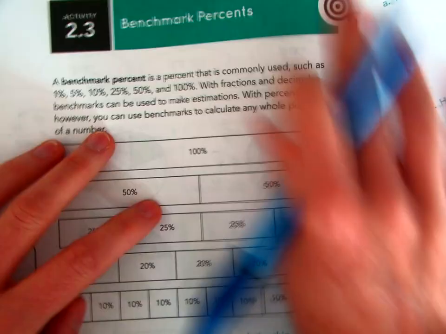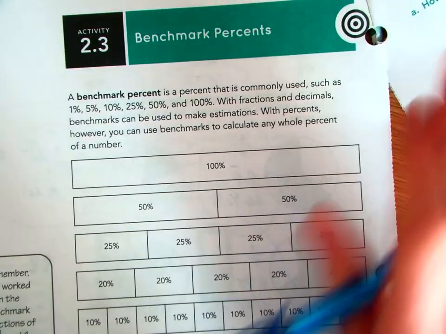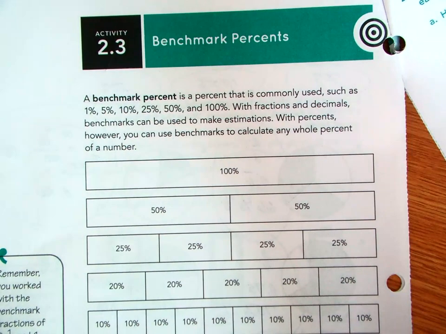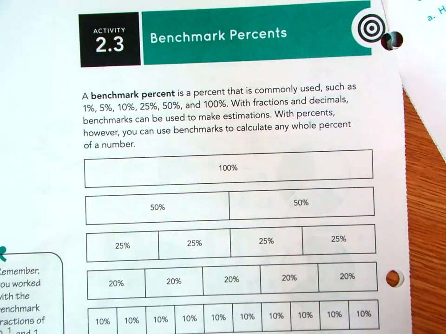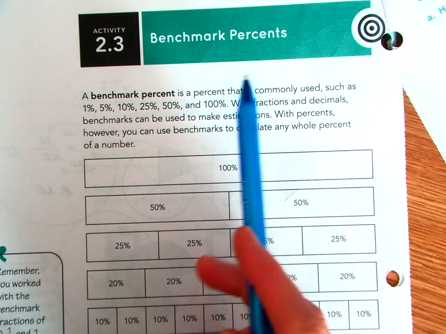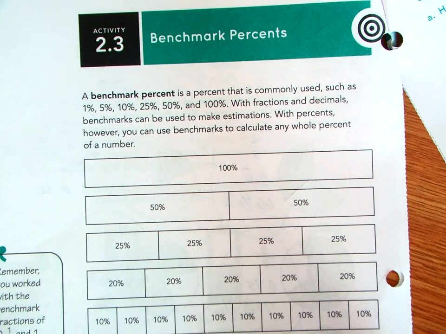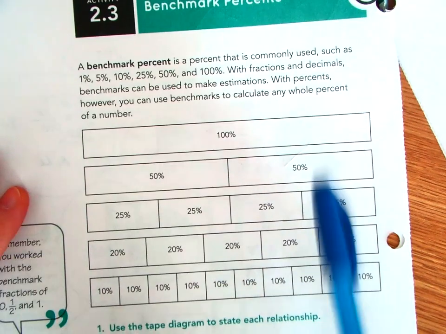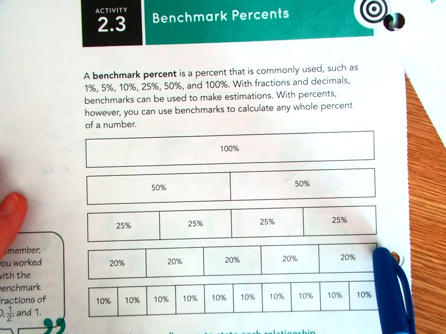Let's look at 2.3, benchmark percents. This is an extremely useful skill. I didn't want to skip over this, even though we didn't have enough time in the day, because benchmark percents can be used when shopping or when banking, and I actually personally use benchmark percents when I go shopping and I want to maybe buy some clothes on sale and I try to figure out what is the sale price really fast. I can do so in my head because I use this concept right here.